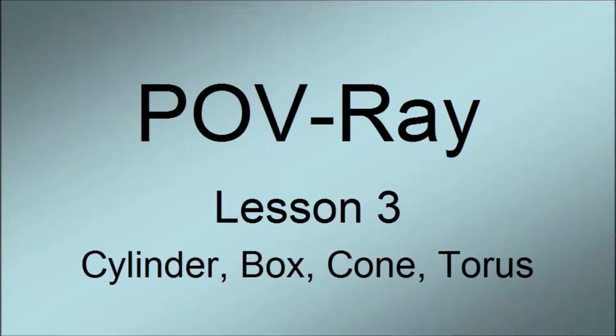In lessons 1 and 2, we made a sphere. In this lesson, we'll make four other basic geometric solids: the cylinder, the box, the cone, and the torus. A torus is like a donut.